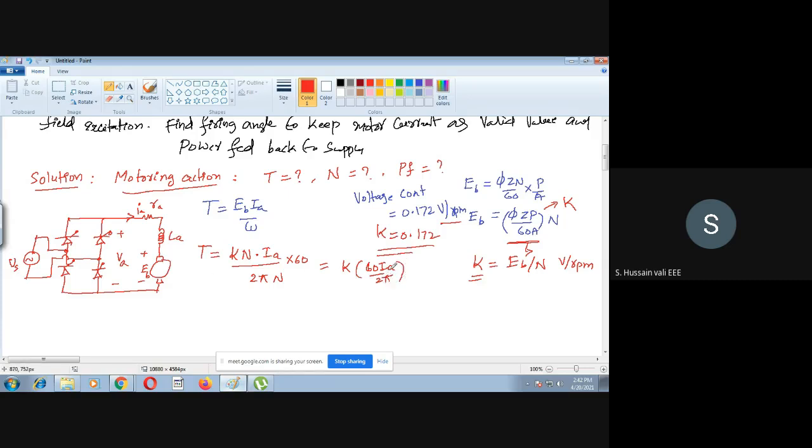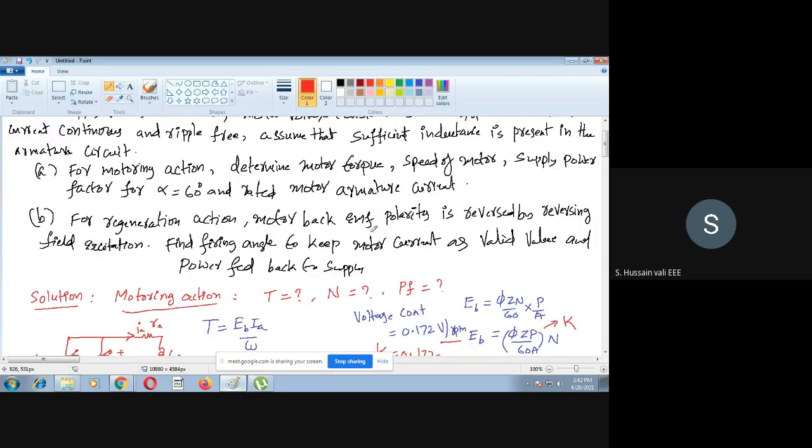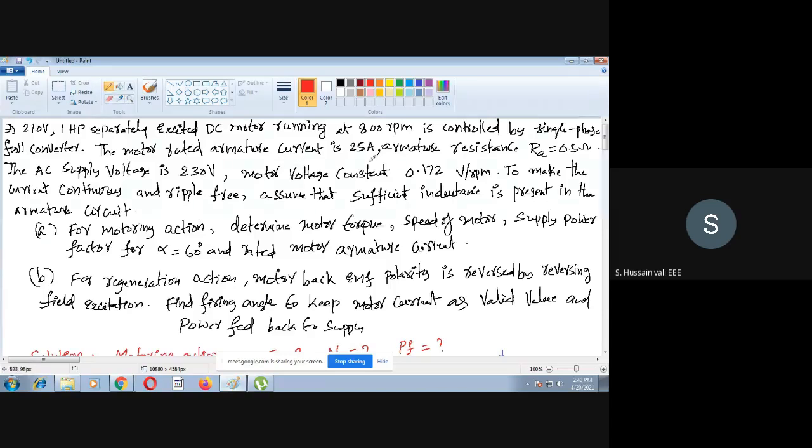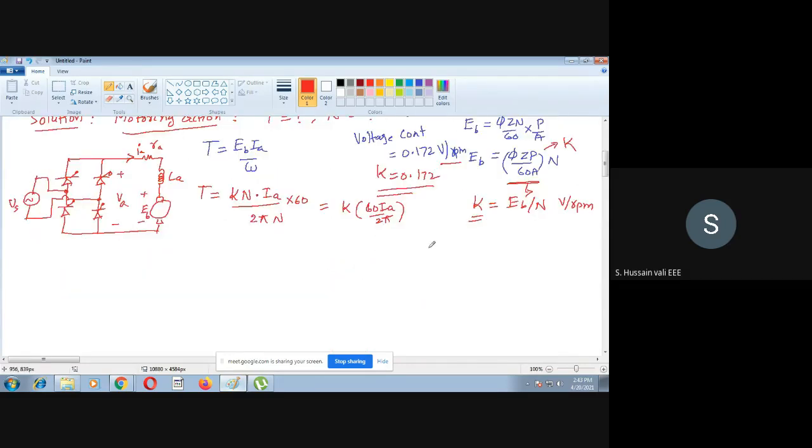So K value we know. We don't know what is IA value, so we will check in the problem what he has given. The motor rated armature current is 25 ampere. Now you have to see the question first. For motoring action, determine motor torque, speed of the motor, supply power factor, for alpha is equal to 60 degrees and for rated motor armature current. So in the question itself, he said that the armature current is the rated one. The rated armature current he has given in the problem is 25 ampere. So IA is equal to 25 ampere.